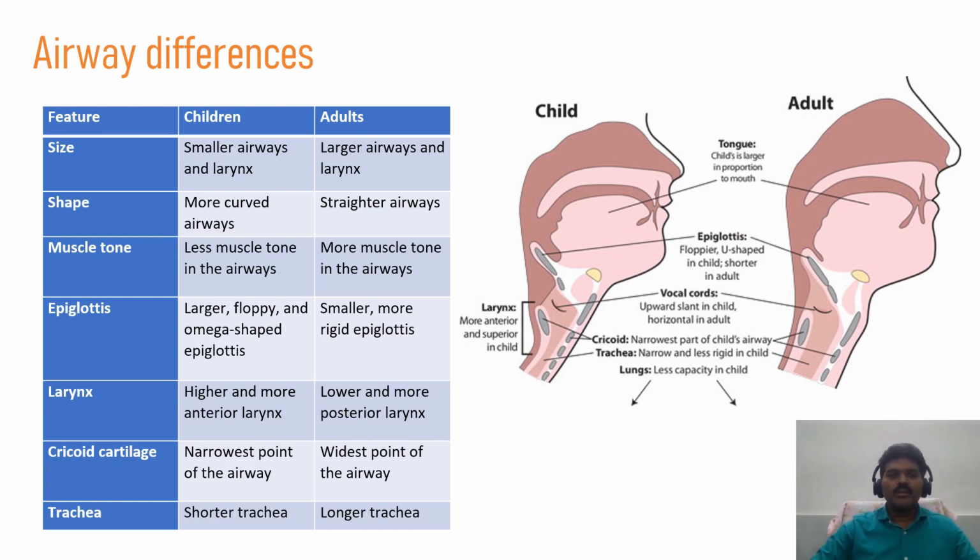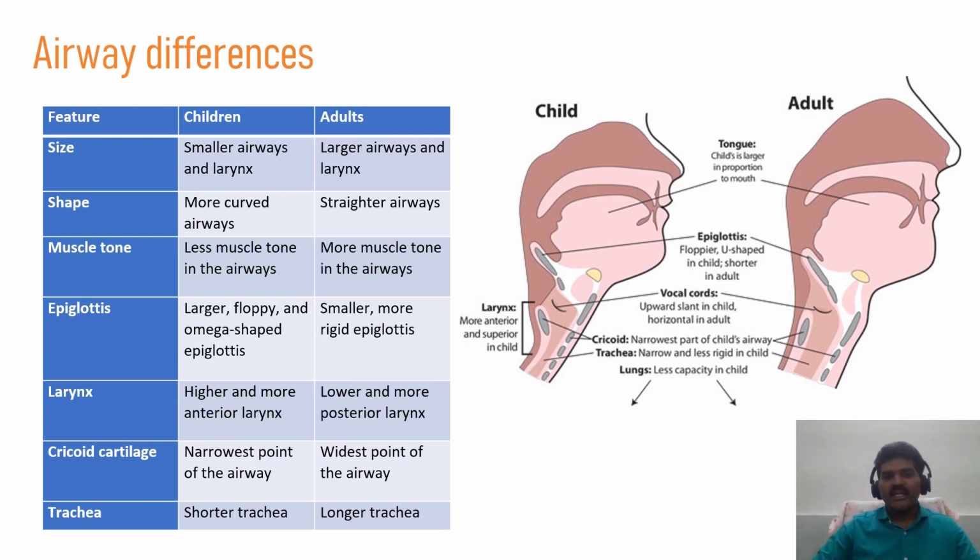Muscle tone: they have flabby muscles because the neurological system is not well developed. Adults have more muscle tone in the airways. The epiglottis is usually larger, floppy, and omega shaped in children. In adults, it is generally smaller and more rigid and can be easily manipulated.